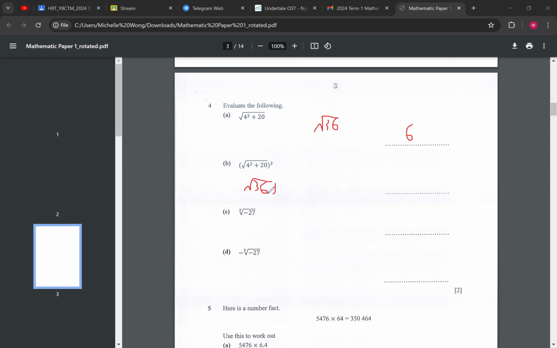For B, inside here is 36, as we know for A. But this time, there's a bracket and to the power of 2. So the answer will be 6, bracket to the power of 2, which will be 6 times 6, which will be 36. C, -27. 3 times 3 times 3, you get 27. So to be negative, it will be negative 3. This time there's two negatives. So just like C, it will just be 3, because negative, negative, you just get positive.